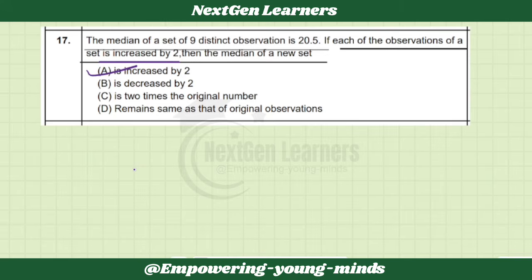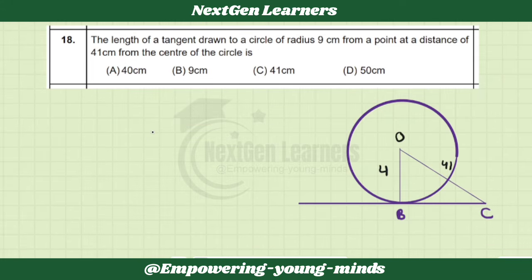Now let's move to the next question. The length of a tangent drawn to a circle of radius 9 centimeter. So the circle of radius 9 centimeter is given. Its radius is 9 centimeter, from a point at a distance of 41 centimeter from the center of the circle. We need to find the length of the tangent drawn to a circle of radius 9 centimeter.